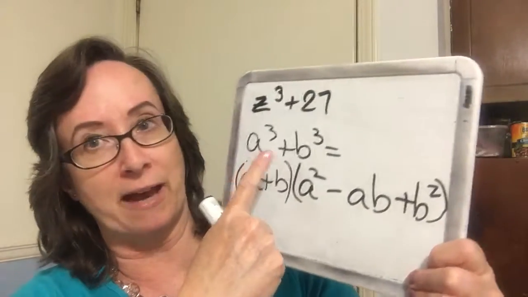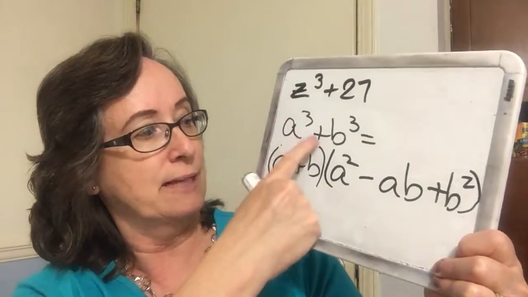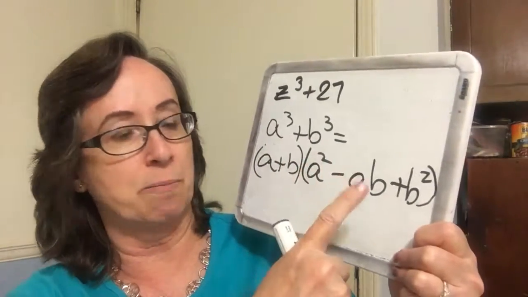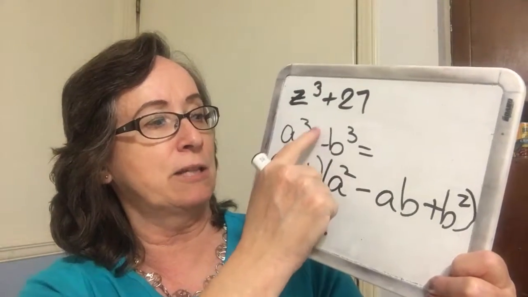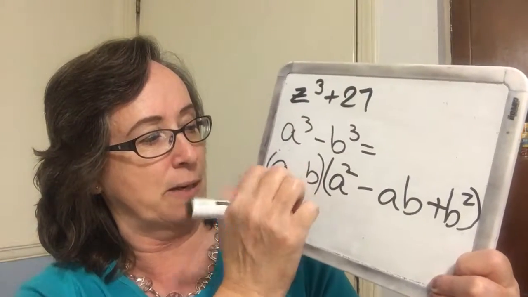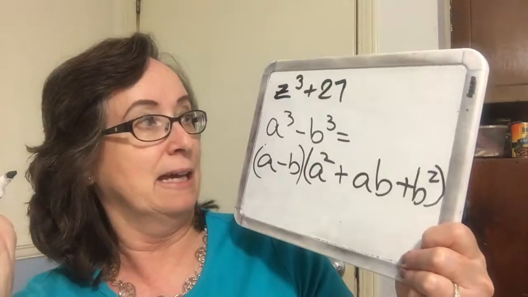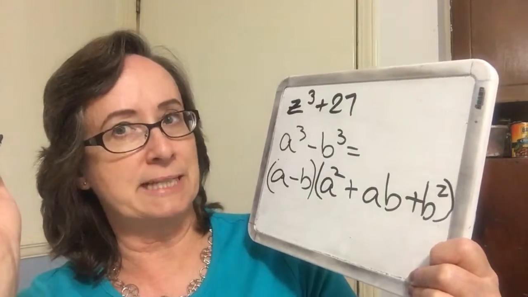So this is how you factor a cubed plus b cubed, a plus b. This first parenthesis takes the same sign, and then a squared minus ab plus b squared. If I change this to a minus, all I have to do is change this to a minus and this to a plus. And then I have the difference of two cubes. So they have very similar formulas.